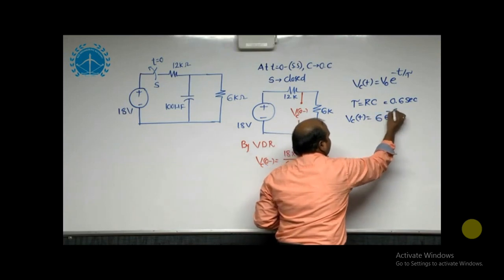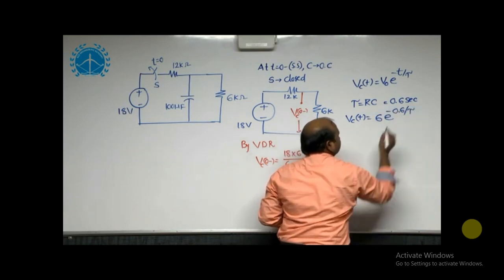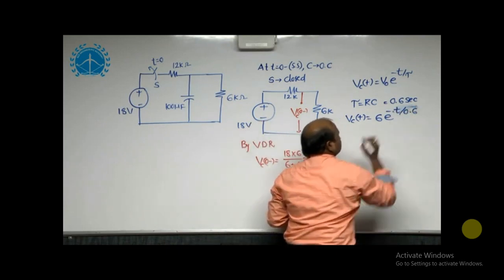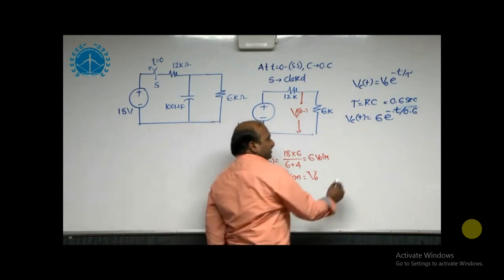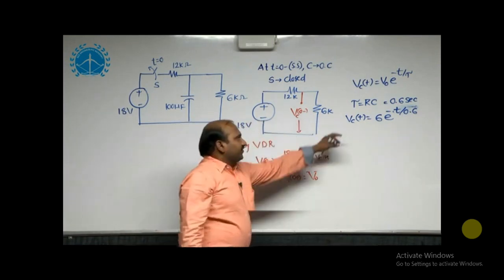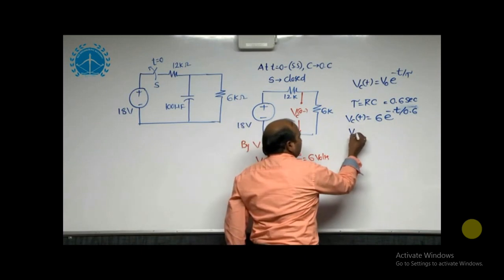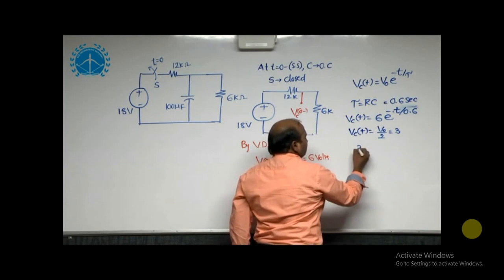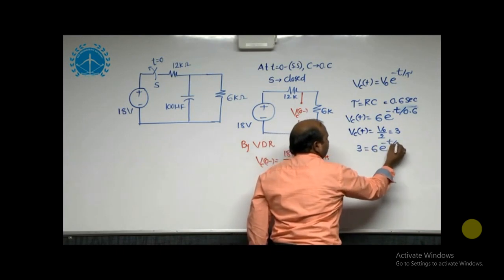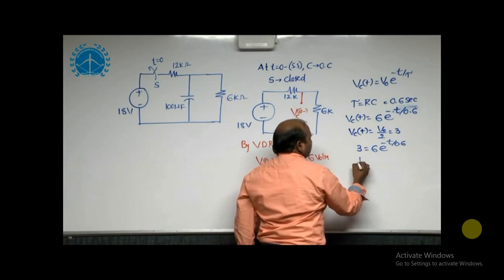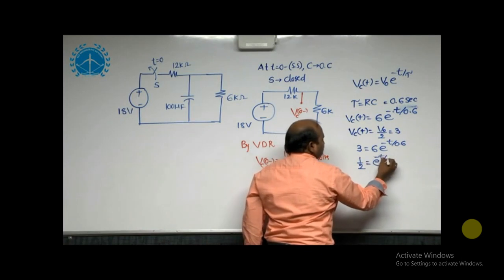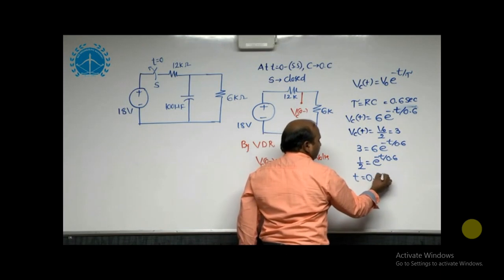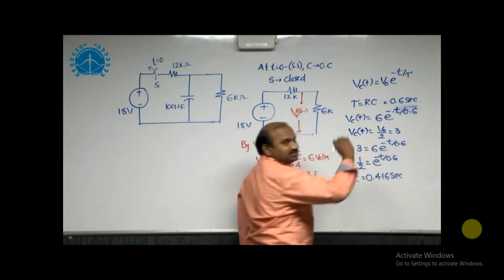Now Vc of t is equal to V naught, that is 6 into e power minus t by 0.6. Once you have this, we need to estimate the time value when it is half of its initial value, that is Vc of t is equal to V naught by 2, which is equal to 3. Now 3 is equal to 6 into e power minus t by 0.6. With this you will get 1 by 2 equal to e power minus t by 0.6. From this you will get t value is equal to 0.416 seconds.